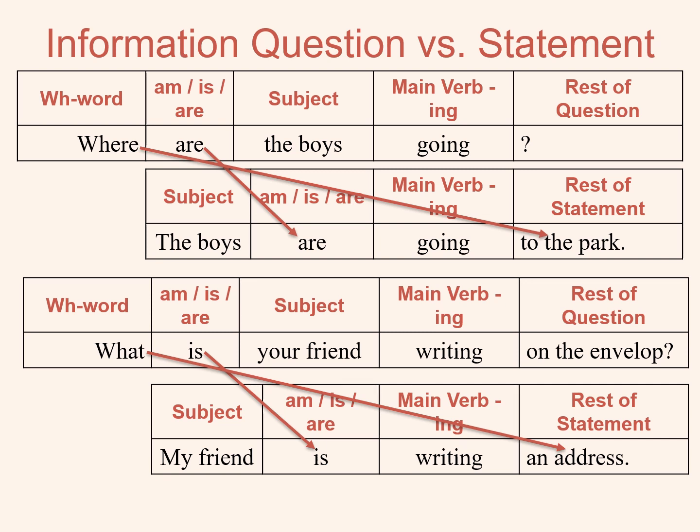In speaking, information questions are different than yes no questions because in information questions, at the end of the question, our voice does not go up. So, where are the boys going? What is your friend writing on the envelope? The voice does not go up. In yes no questions, our voice goes up at the end of the question.